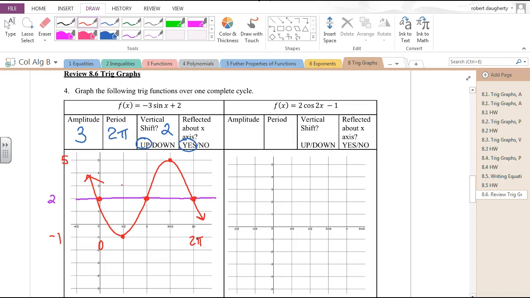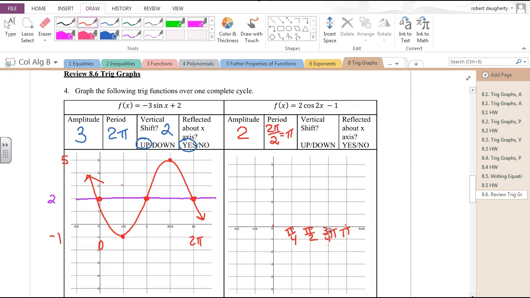2 cosine 2x minus 1. Amplitude is 2. Period is 2 pi divided by 2, which is pi. So if I look at 0, count off 4 spaces, 1, 2, 3, 4. That's pi. That's pi over 2. That's pi over 4. So 1/4, 2/4, this is 3/4 pi.